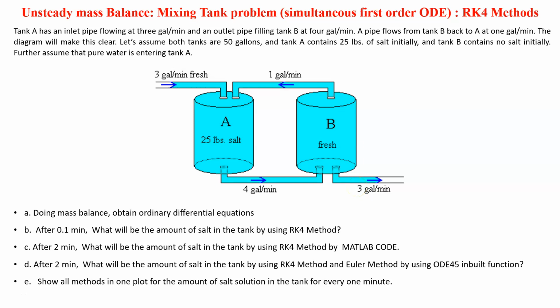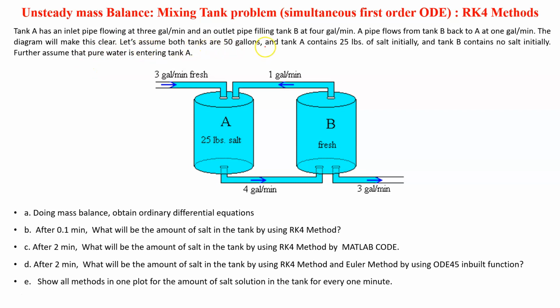Today I'll solve an unsteady mass balance, mixing tank problem, or simultaneous first order ODEs, by using the RK4 method. So the problem is here: tank A has an inlet pipe flowing at 3 gallons per minute and an outlet pipe filling tank B at 4 gallons per minute. A pipe flows from tank B back to A at 1 gallon per minute. The diagram will make this clear.